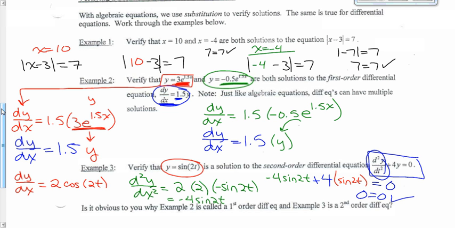So the last thing, we talked about two different differential equations. We have a first order differential equation, and that was from example 2. And example 3 has a second order differential equation. And I hope that it's obvious at this point that the first order differential equation has to do with the first derivative, and the second order differential equation has to do with the second derivative.